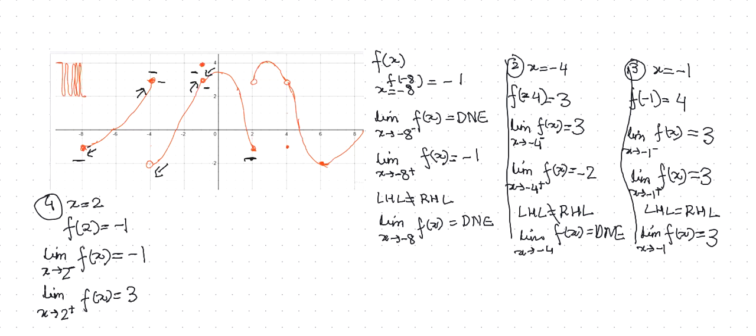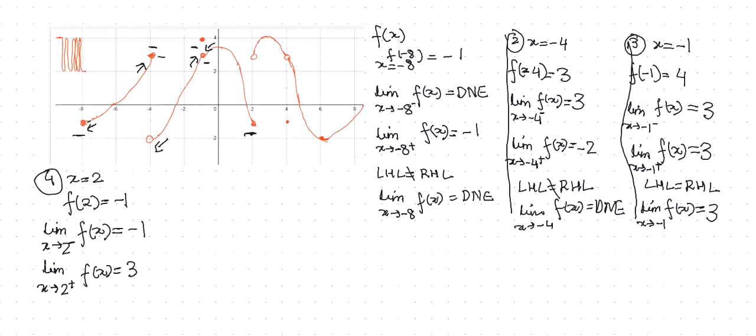So we can say that left hand side and right hand side limits are not equal in this case, and value of function at 2 is -1. So limit x tends to 2 of function f(x) does not exist.